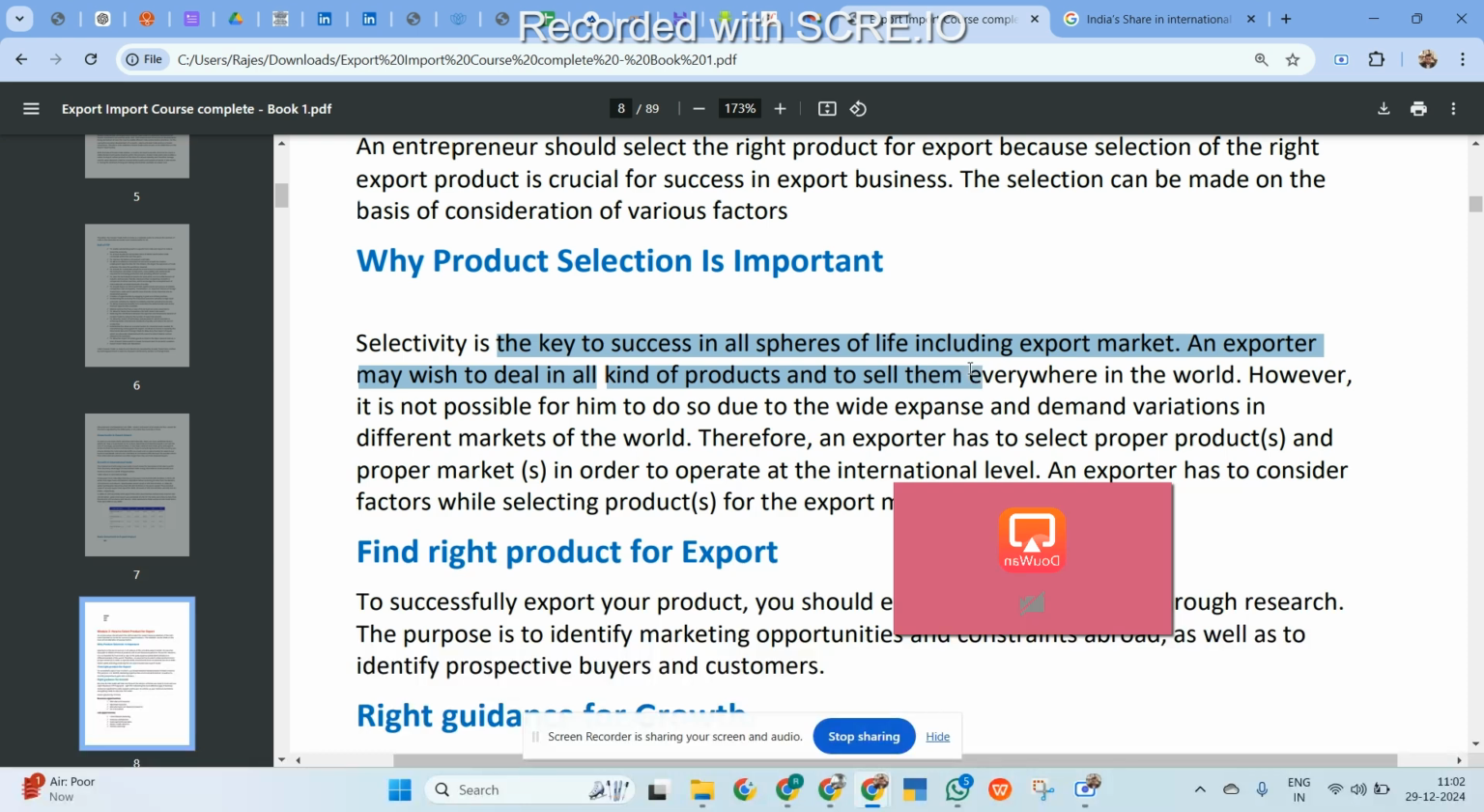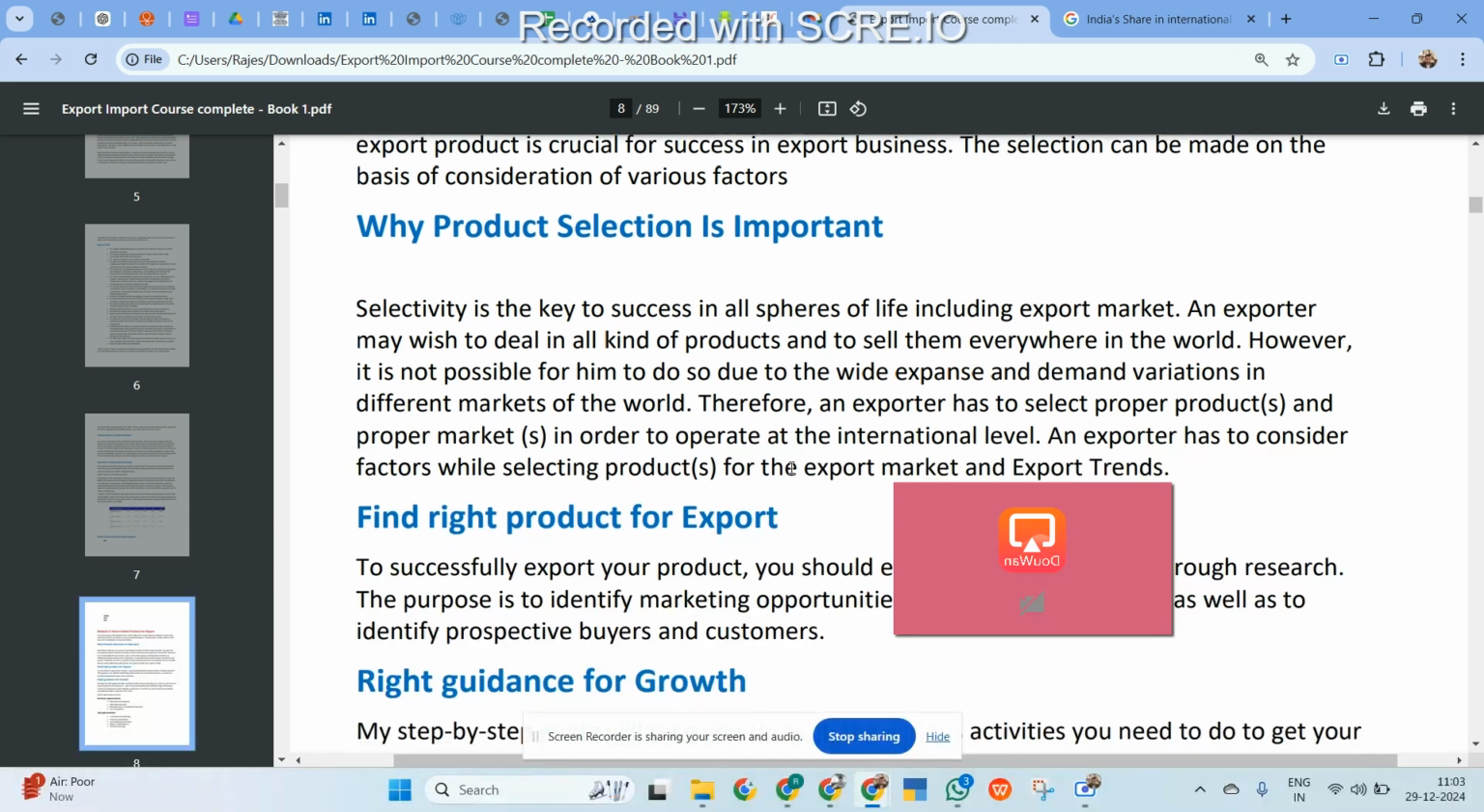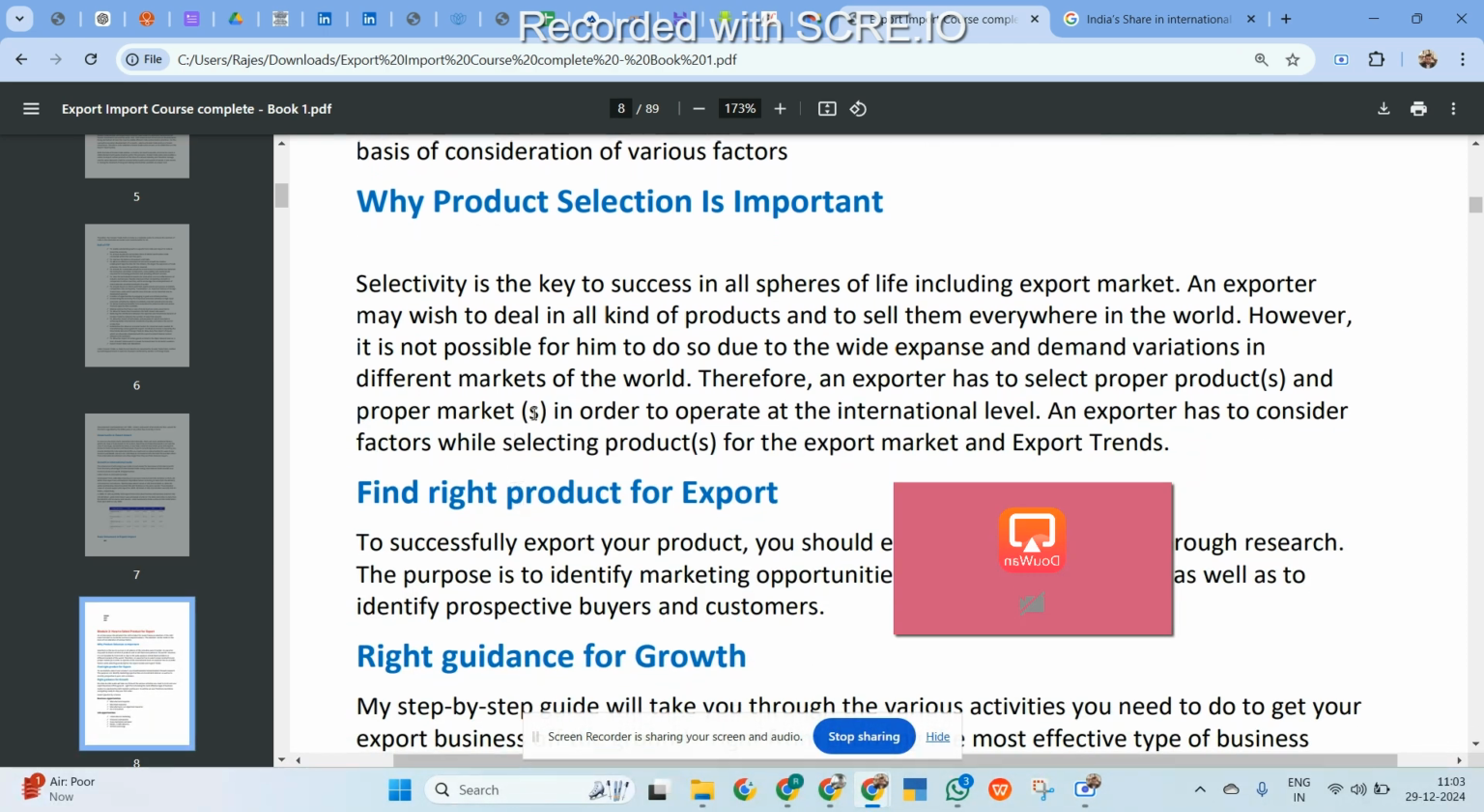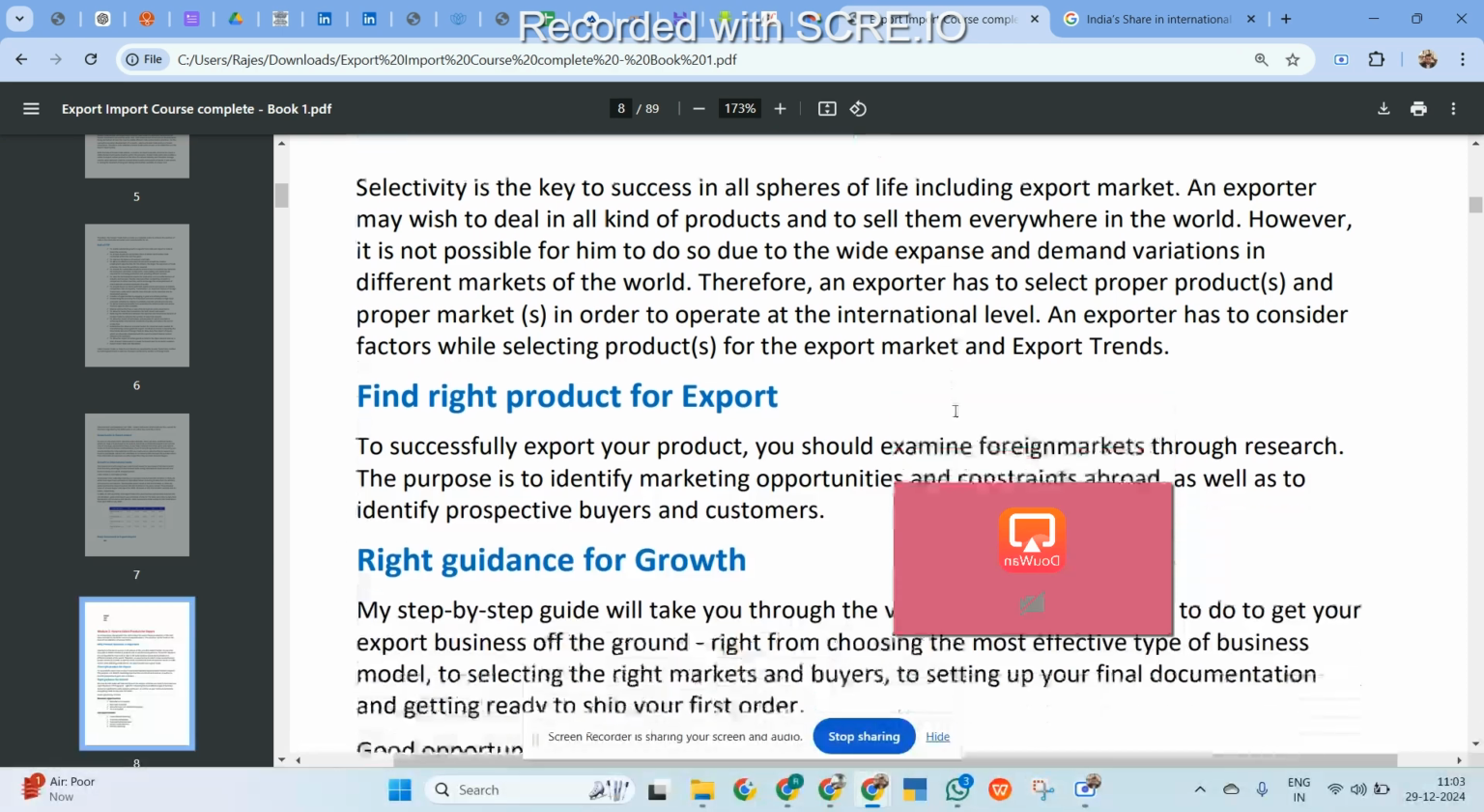Selectivity is the key to success in all spheres, including the export market. An exporter may wish to deal in all kinds of products and to sell them everywhere in the world. However, it is not possible for him to do so due to wide variation in expense and demand in different markets in the world. So there is different demand in every country, in every market. Like in a country also, in a state also, in a district also, there are different markets and different product demand. Therefore, an exporter has to select a proper product and a proper market in order to operate at the international level.